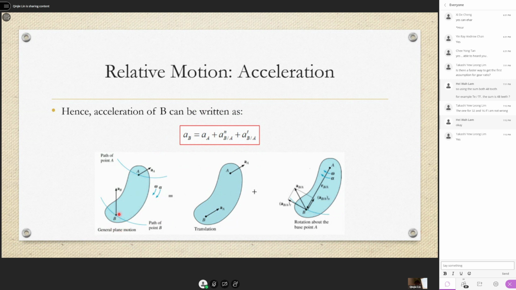Basically, this motion can be broken down into translation and rotation. So the translation is this part. Translation is the easy part. But for rotation, because we are talking about acceleration here, if you rotate, there will be a component pointing to the middle of the circle. In this case, it will be point A because we take relative to point A, right? B/A is B relative to point A. So we take A as the reference. So there will be a component pointing to A, and then there will be a component pointing tangential to the circle also.